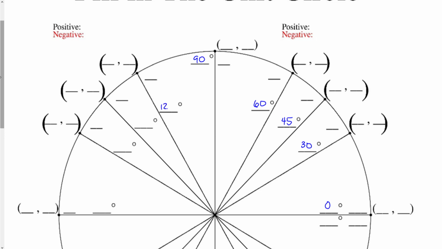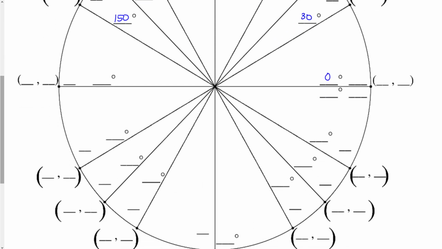Then 120, 135, and 150. 180, 210, 225, 240, 270, 300, 315, 330, and 360. All right, so all of the ones in degrees. Yeah, pretty straightforward. All right, now we're going to also want those in radians because you never know if the question is going to ask in degrees or radians.